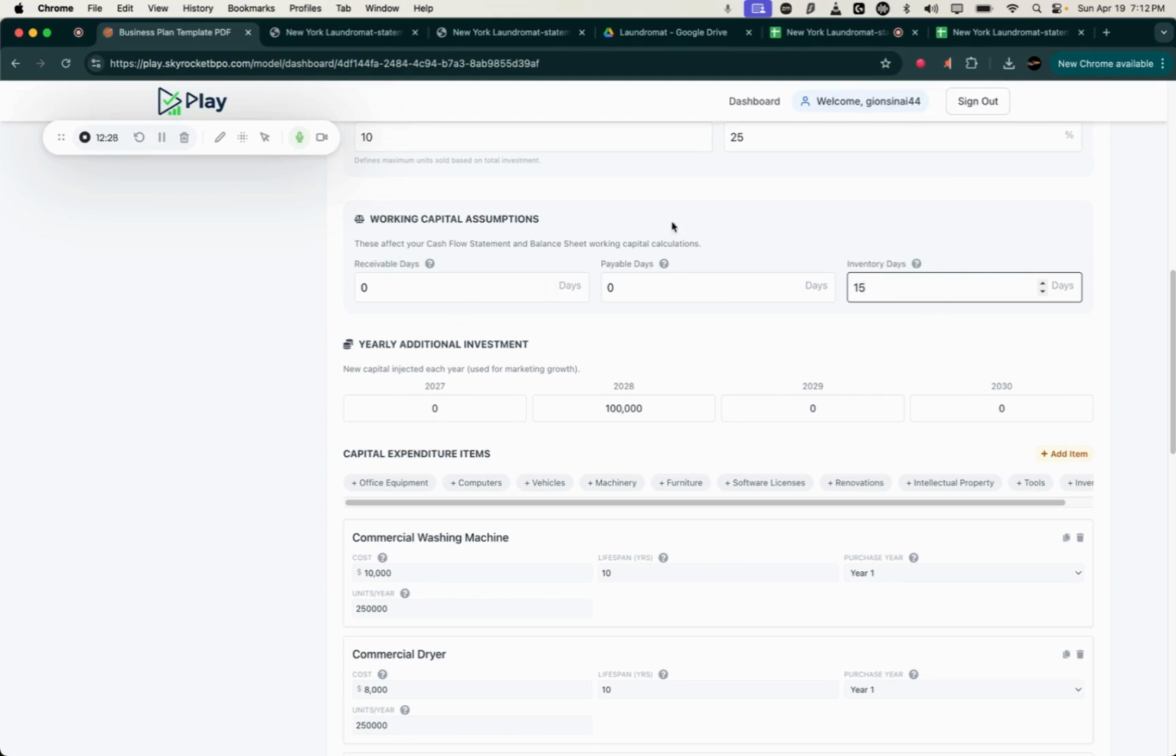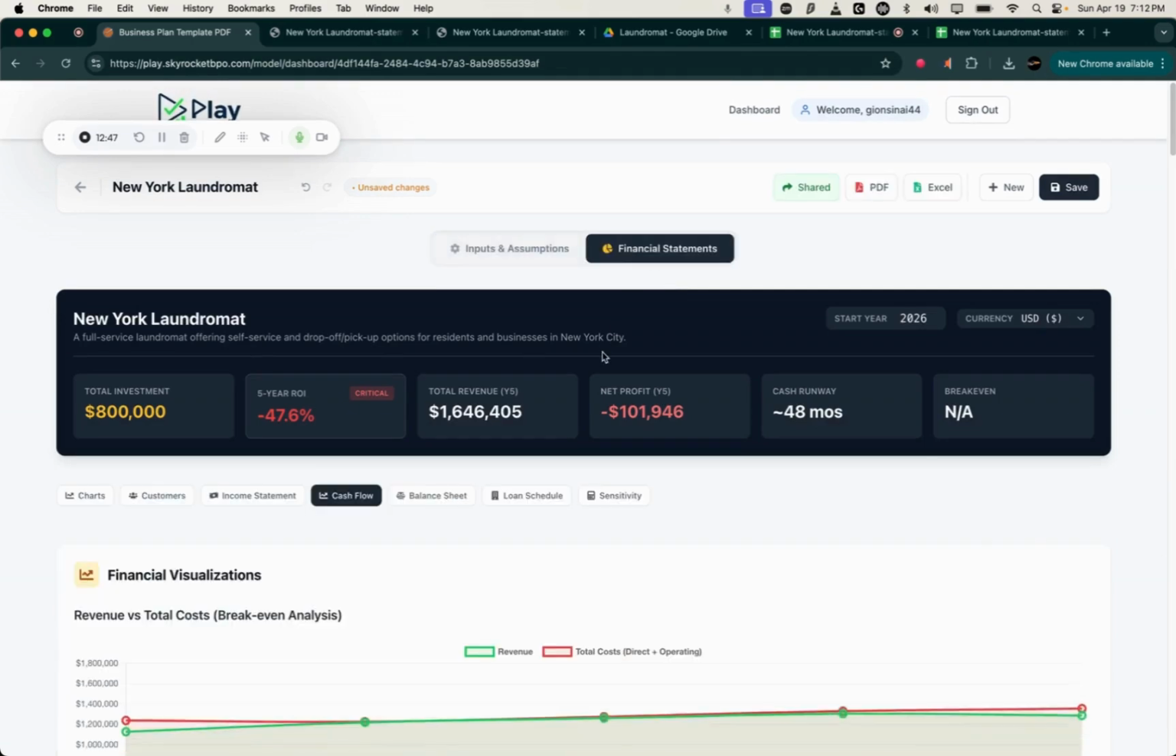Inventory and receivables act in a similar way. So if you have more detergents and more stocks of fabric softeners and other items, then obviously your cash is tied up in that inventory. So more inventory will put a burden on your cash flow. So let's make it 150, for example. Let's see what happens to the cash flow.